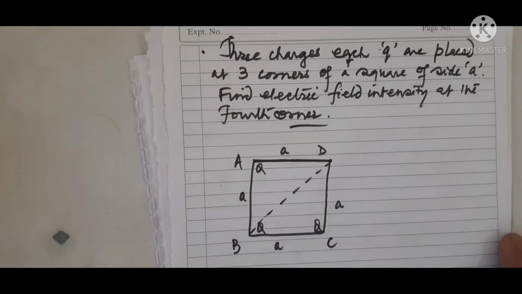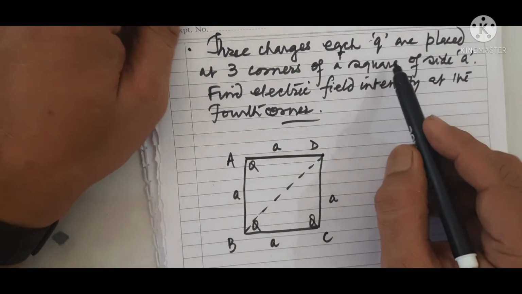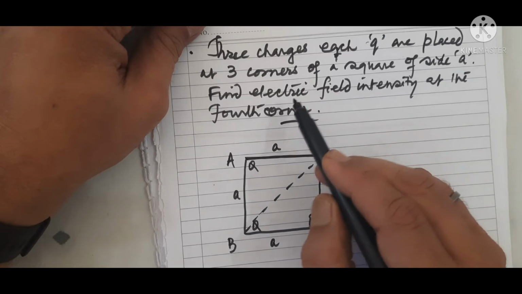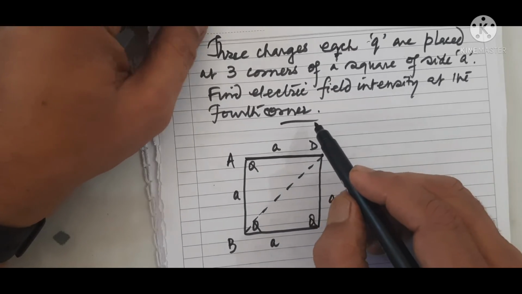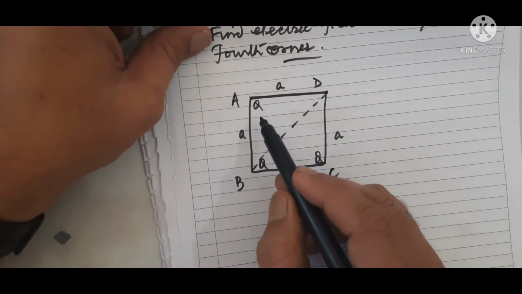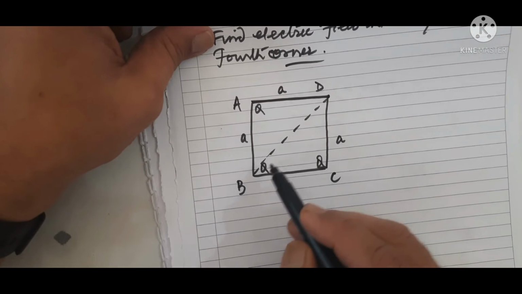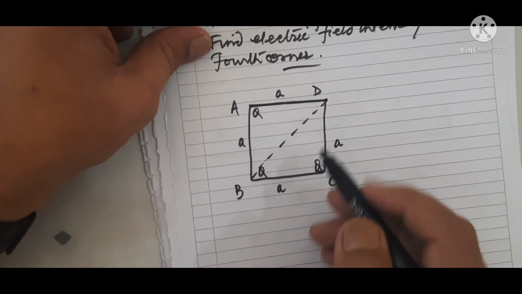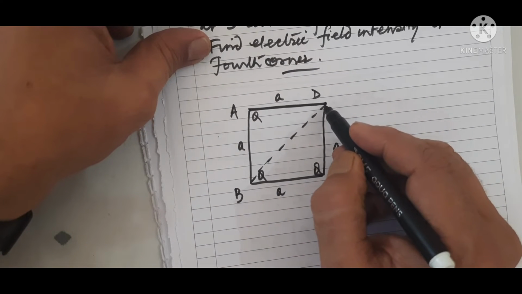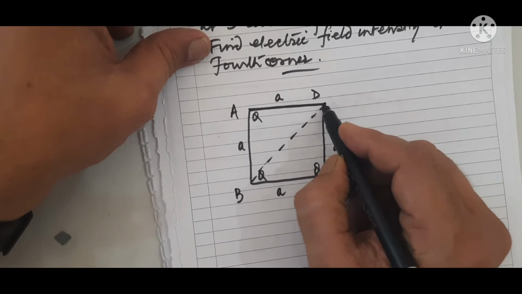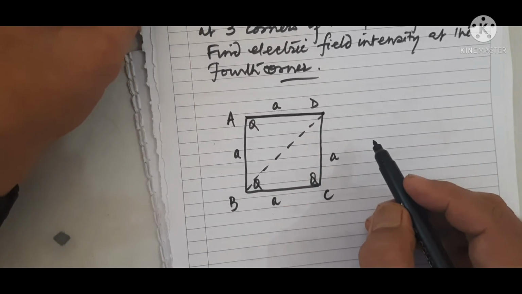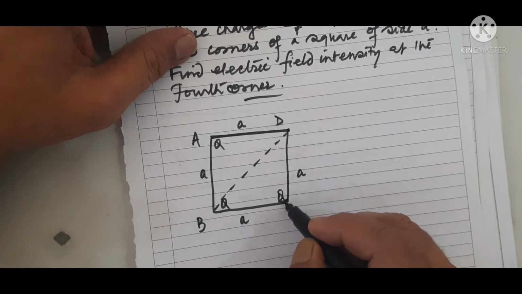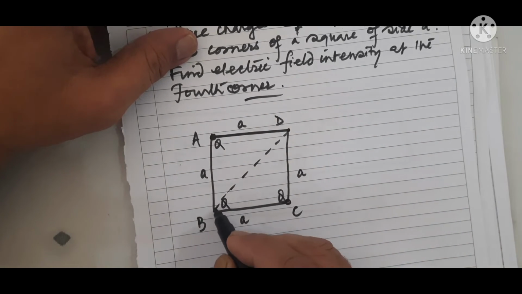Another question: 3 charges, each of q coulomb, are placed at 3 corners of a square of side a. Find the electric field intensity at the 4th corner. One square ABCD, with positive charges q, q, q at three corners. Here no charge is there. You have to find the electric field intensity at this particular point D. Right? So this is one charge, this is another charge, this is the third charge.